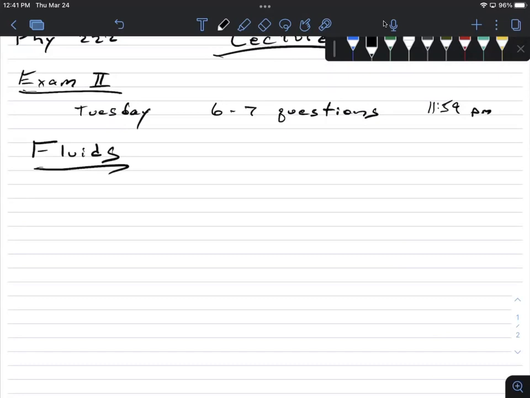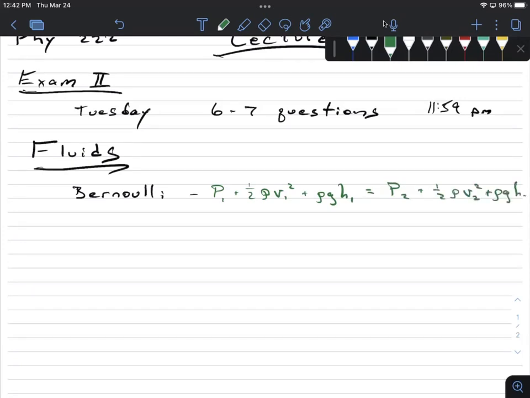And with fluids, we had several kind of mini topics that popped up. The first was Bernoulli. So with Bernoulli, we had the big equation, which was P1 plus 1/2 rho V1 squared plus rho g h1 is P2 plus 1/2 rho V2 squared plus rho g h2.